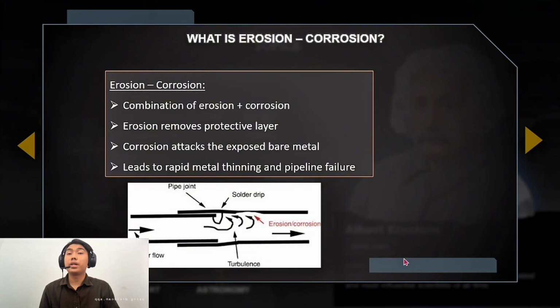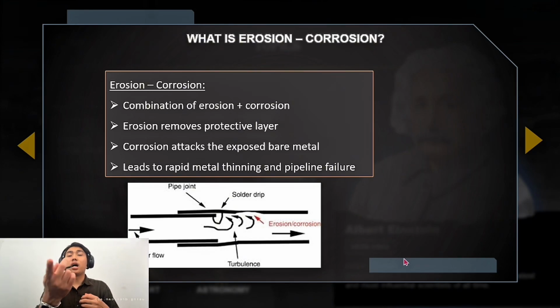So for now, I will explain what erosion corrosion is. Erosion corrosion is basically a combination of two processes happening at the same time, meaning erosion and corrosion. Erosion removes the protective layer on the inside of the pipeline because sand or high velocity flow hits the pipe wall again and again. When this protective layer is gone, the metal surface becomes bare. Once the bare metal is exposed, corrosion begins immediately. Corrosion then attacks the exposed steel and weakens the material.